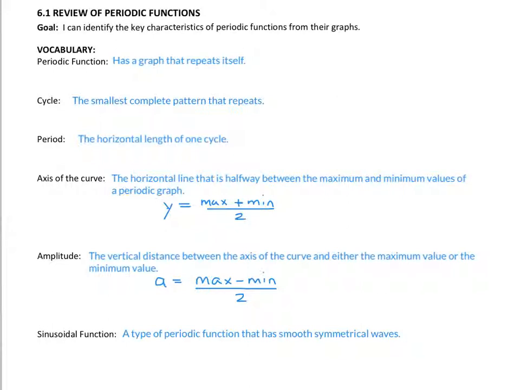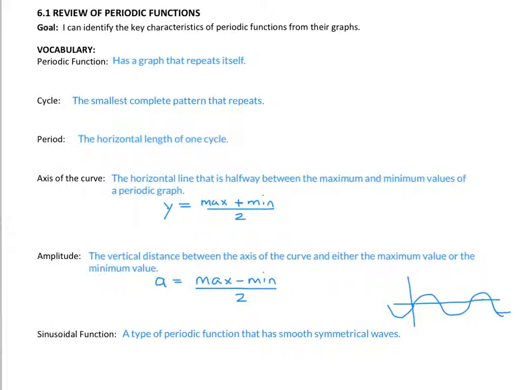And as I said at the beginning, a sinusoidal function is a type of periodic function. It's a subset, but it's the one that has the nice, smooth, symmetrical waves. So if you have your x and y axis, it's the one that gives you a nice up and down wave-like, symmetry-like pattern to your graph. All right, not the best hand-drawn picture, but hopefully that triggers your memories.